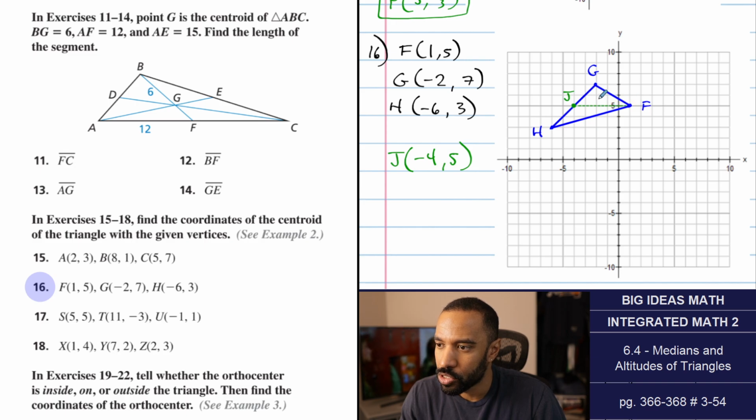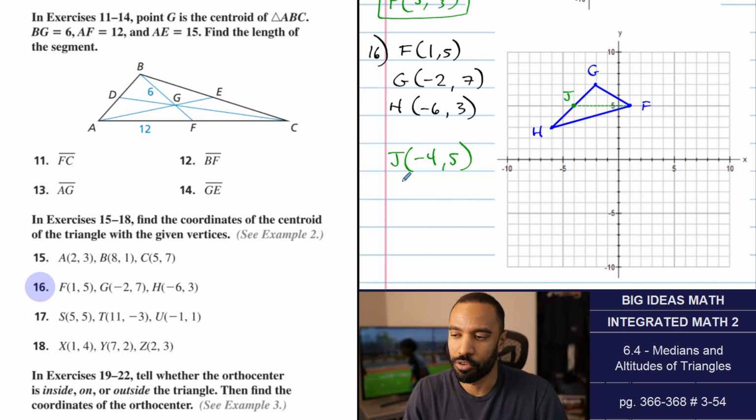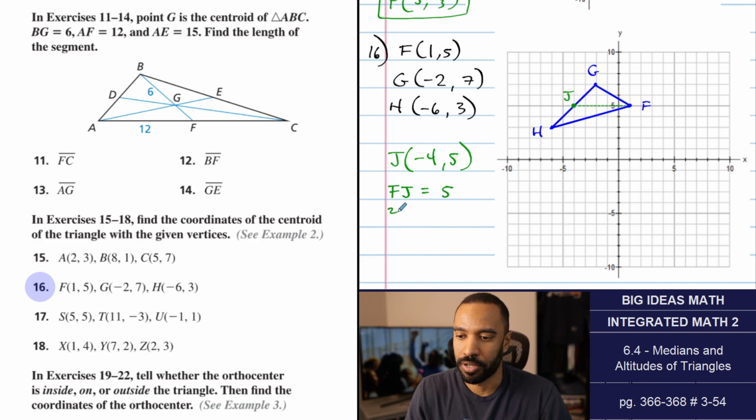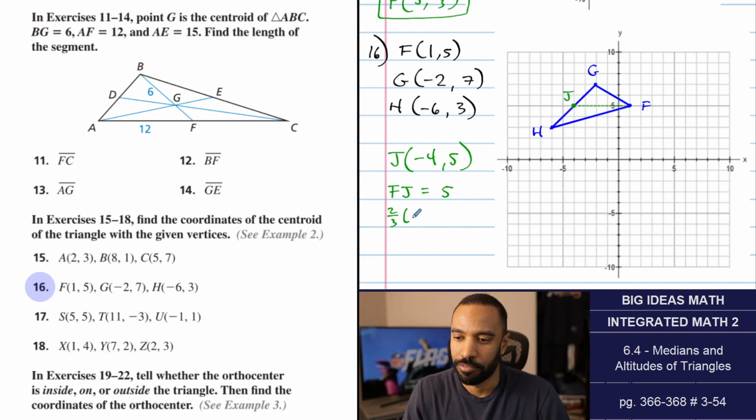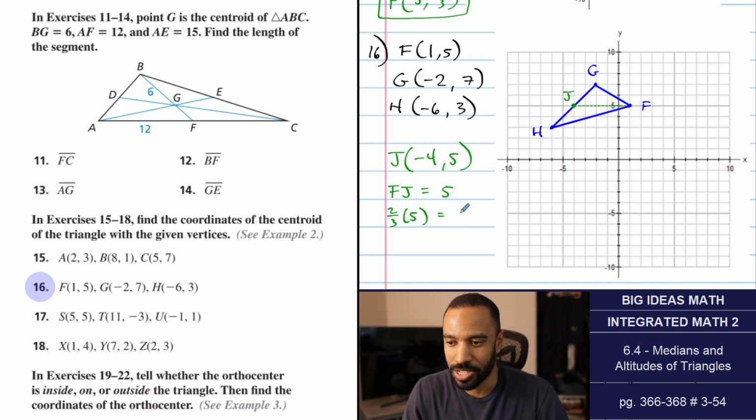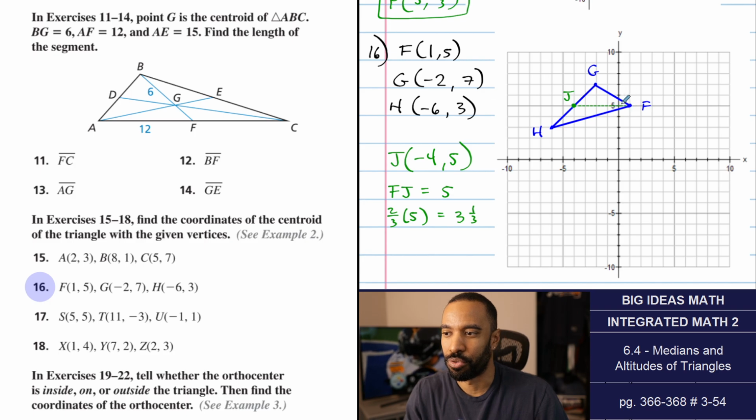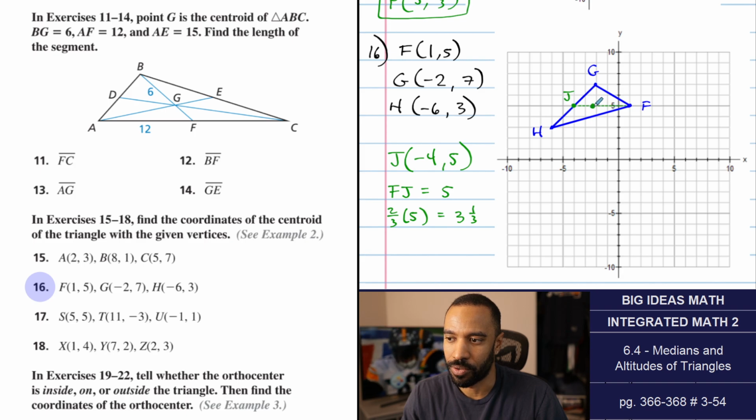This length is 1, 2, 3, 4, 5. It's also 5 again, or -5. I mean, that doesn't really matter. But the length of FJ is 5. And 2/3 of 5 is, once again, 10/3, 3 1/3. So we got to do 3 1/3 over this way now. 1, 2, 3 1/3 is this centroid right here.